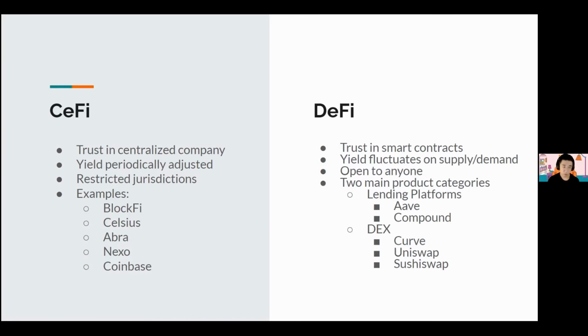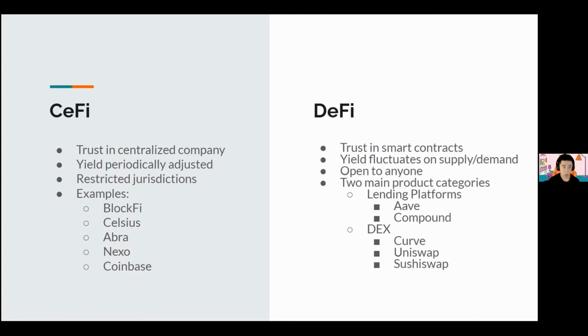Another caveat for CeFi is that it's restricted to certain jurisdictions. A lot of these platforms can only work in the US, or for specific ones, if you're a US citizen, you cannot be on the platform. Especially with New York citizens too. They have even more regulations with different rules and things like that.